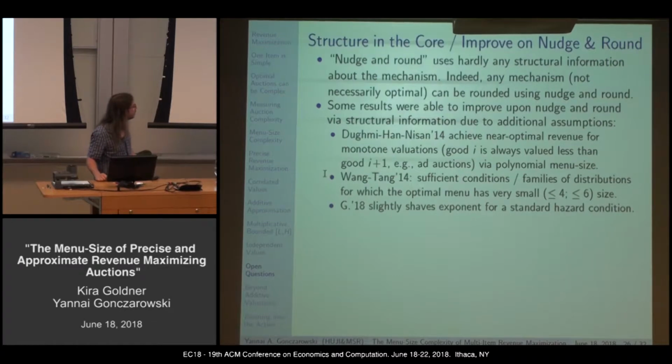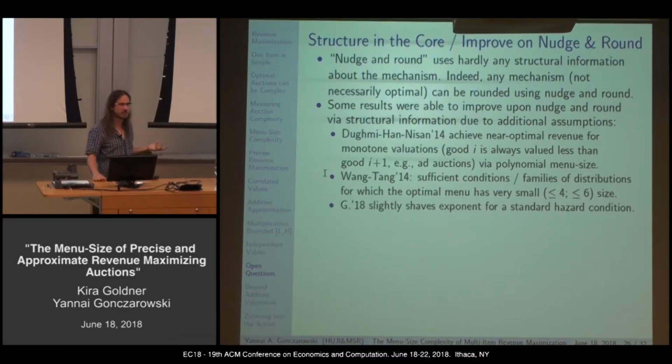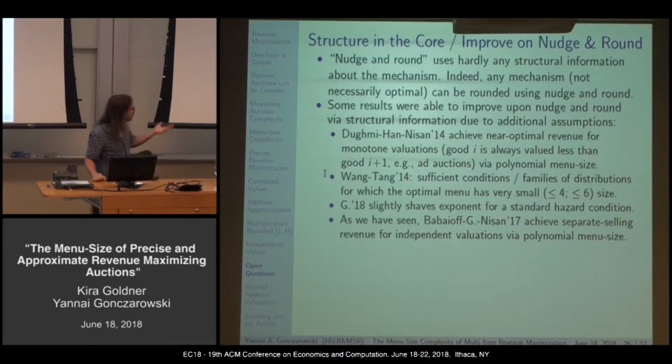There's another result in my paper that I talked about that slightly shaves the exponent. It still gives exponential menu size, but the exponent is slightly shaved under a standard hazard condition from the economics literature that gives some structure to the optimal mechanism. And as we've already seen, there's a result by Babaioff et al. that achieves separate selling revenue via polynomial menu size, and that obviously uses the structure of something that maximizes separate selling revenue. In other words, the structure of the separate selling auction.